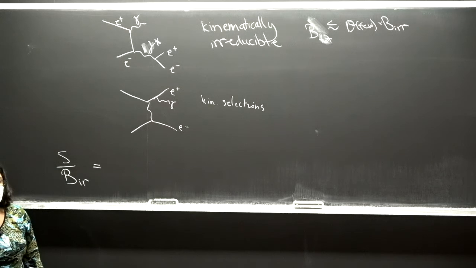Are there other well-motivated BSM processes that could produce this final state also? Or are we pretty sure that if you have this final state, it's either going to be the dark photon or this virtual photon?